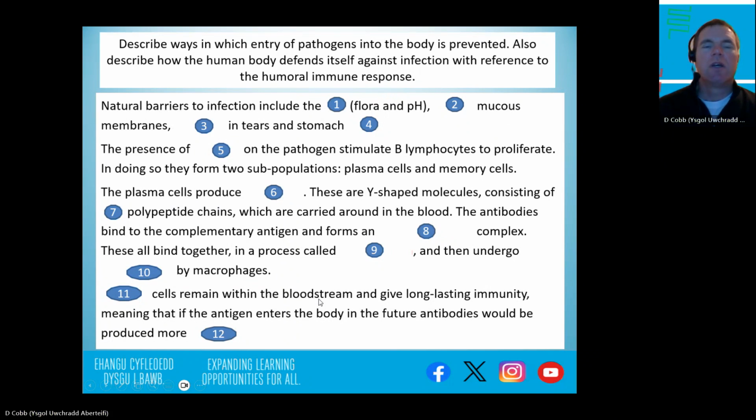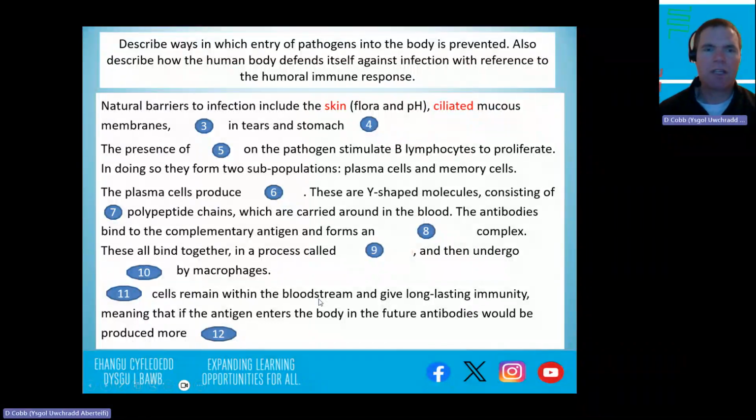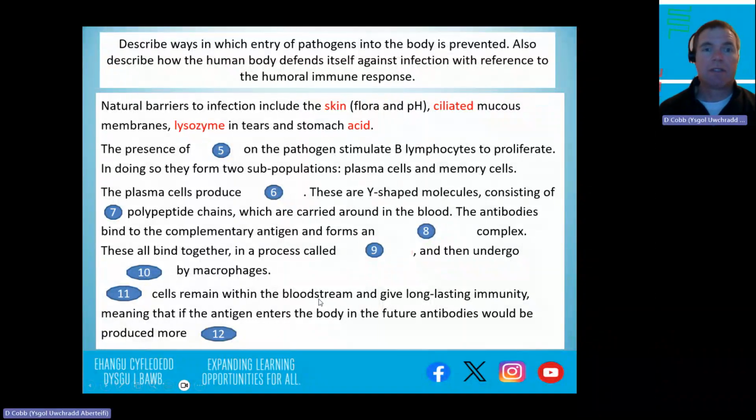So, prevent entry of pathogens. We talked about natural barriers to infection, which include the skin. We talked about the skin flora and the pH. Ciliated mucous membranes. Remember the cilia on those cells. And lysozyme in tears and stomach acid. So that's really our natural barriers, the first bit.